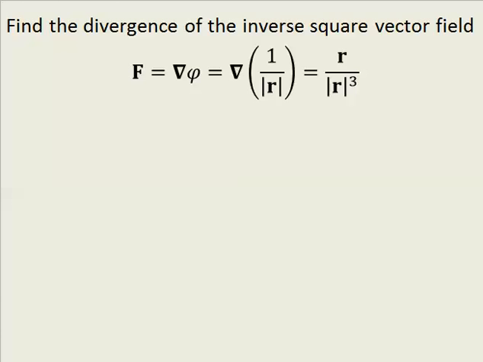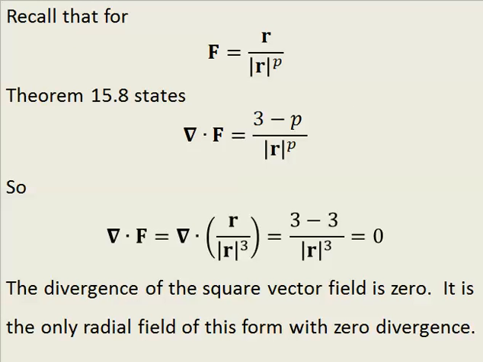Well, this actually is not going to be too hard. If you go back and review theorem 15.8, it states that for a radial vector field of this form, the divergence is 3 minus p over the magnitude of r to the p power. Now, if p is equal to 3, you get 3 minus 3, or 0. So we get a 0 divergence. So the divergence of the inverse square vector field is 0. It is the only radial field of this form with 0 divergence. Meaning what? Meaning that it is source-free.